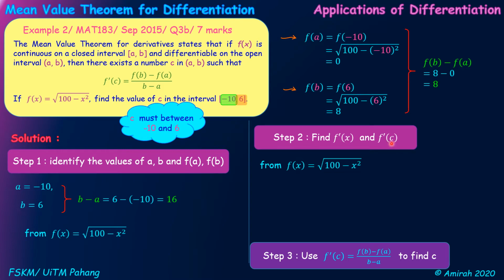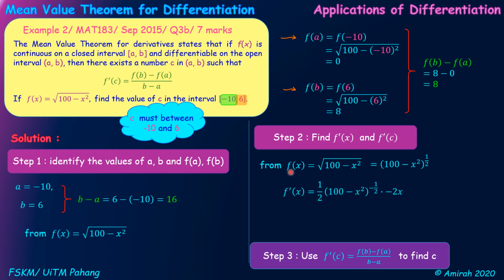Find f'(c). But to find f'(c), we need to find f'(x) first. And to find f'(x), we need to differentiate f(x). So from the given question, f(x) equals the square root of 100 minus x squared. Alright, so to differentiate the square root here, we need to write it in terms of bracket to the power of half. And every time we have a bracket to the power of any value, we no need to expand, but we can differentiate using the generalized power rule.